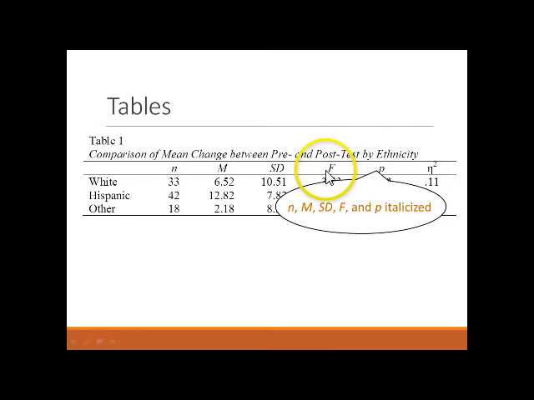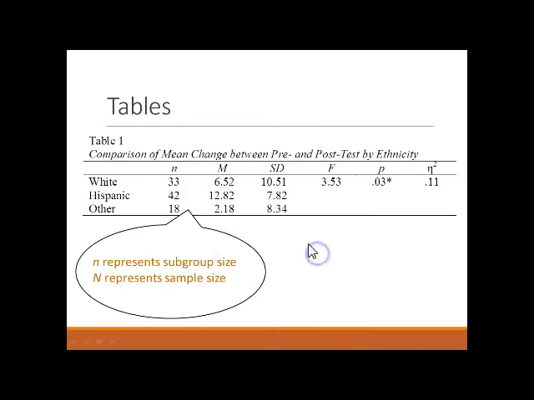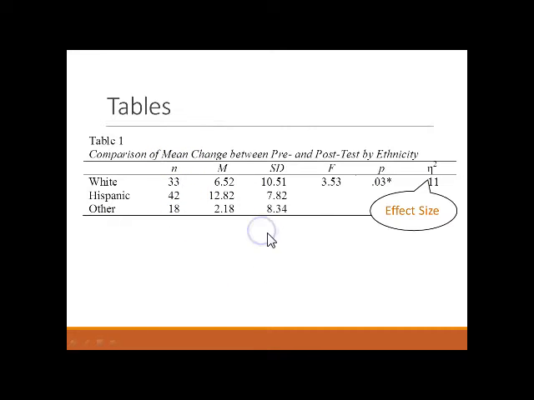The letters that represent statistical values are italicized. So in our column headers, we reflect those. And as I said before, we have a small n here because this is subgroup size. Here's eta squared. APA says that your tables need to include the appropriate effect size. So because this would be a table that comes from an ANOVA or equivalent, then eta squared would be our effect size.